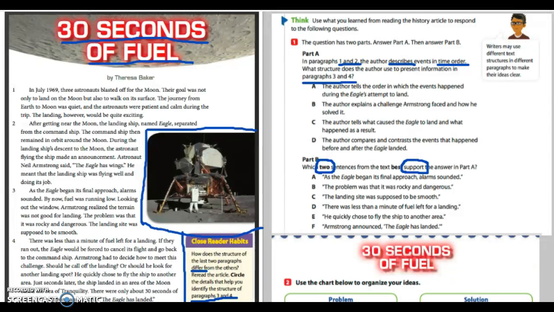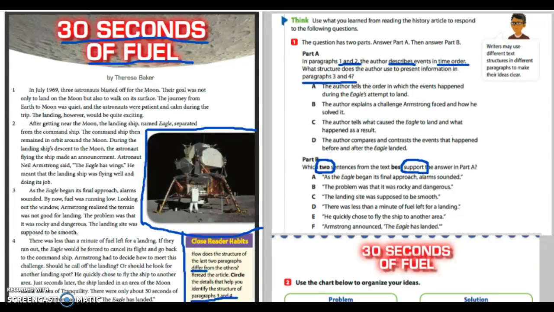Paragraph 3. As the Eagle began its final approach, alarms sounded. By now, fuel was running low. Looking out the window, Neil realized the terrain was not good for landing. The problem was that it was rocky and dangerous. The landing site was supposed to be smooth. There was less than a minute of fuel left for a landing. If they ran out, the Eagle would be forced to cancel its flight and go back to the command ship.